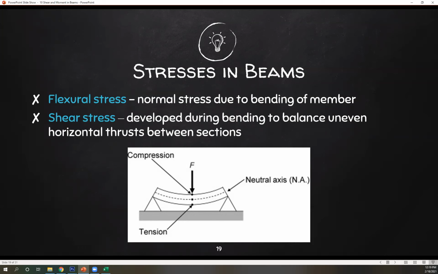Next, your shear stress. It is developed during bending to balance uneven horizontal thrust between sections. So you have this beam. This is going to experience shear stress because this force, okay, creates or has an equivalent parallel force to the fibers of your beam, and that creates your shear stress.